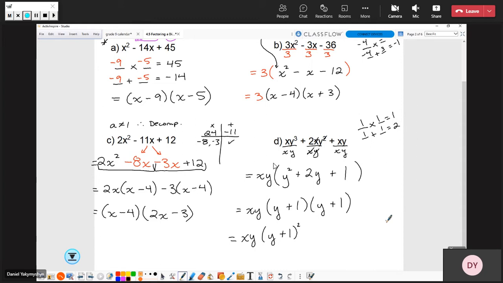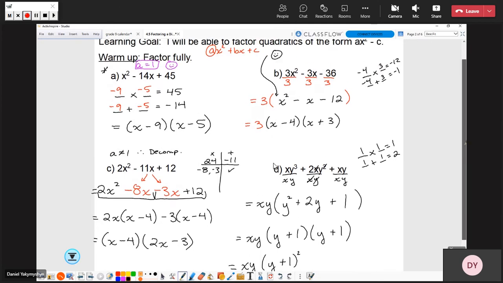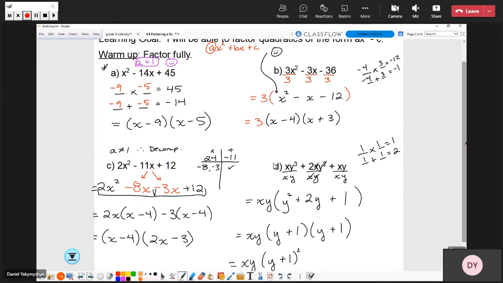Okay. Tons of factoring. Tons of warm-up here. Does anyone have any questions about any of these? Because these are, I think, pretty good questions. Do they feel okay? Felt great? Okay.